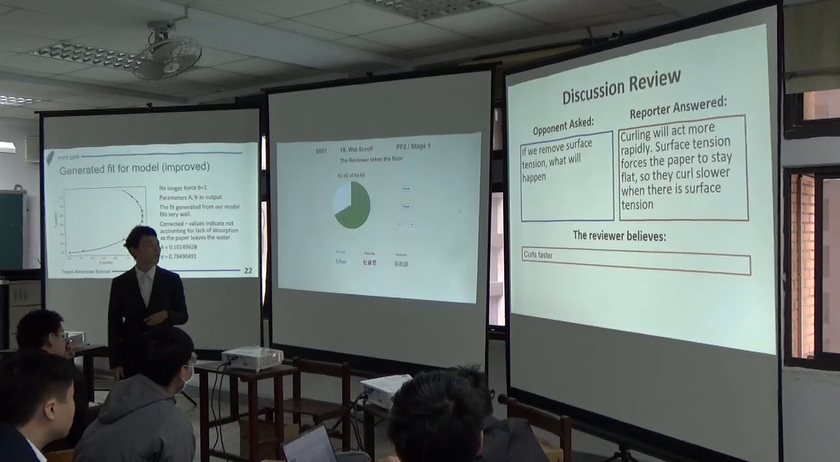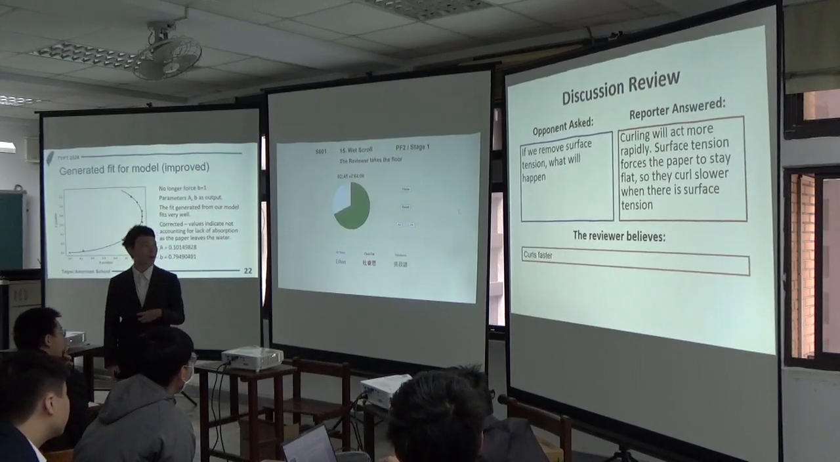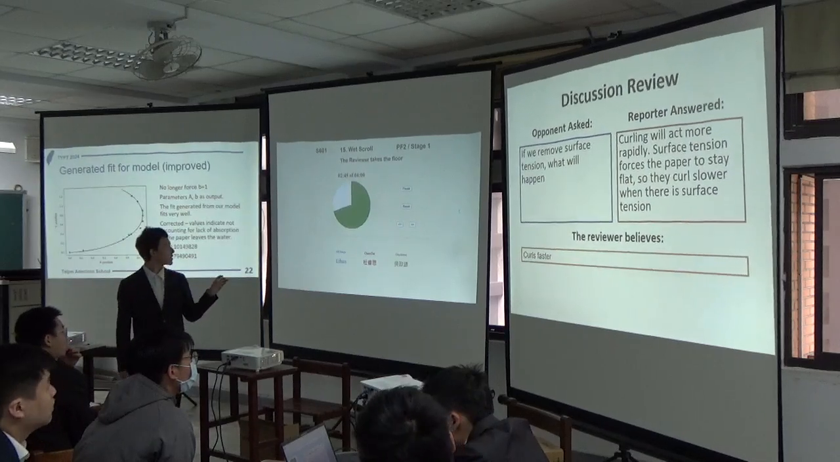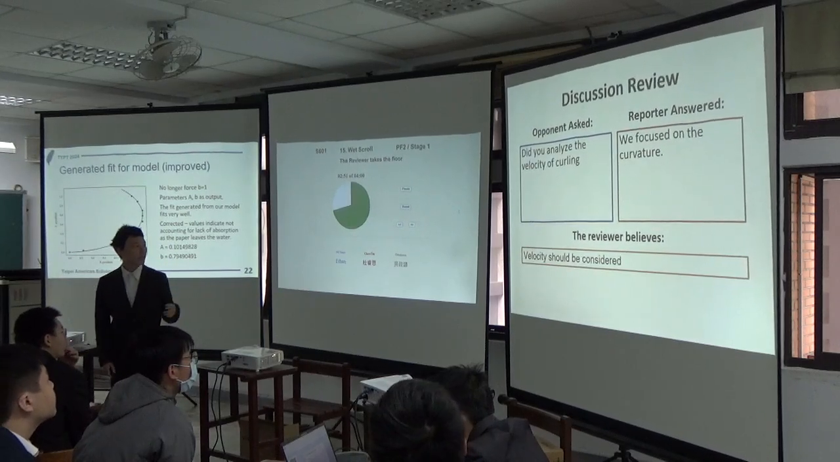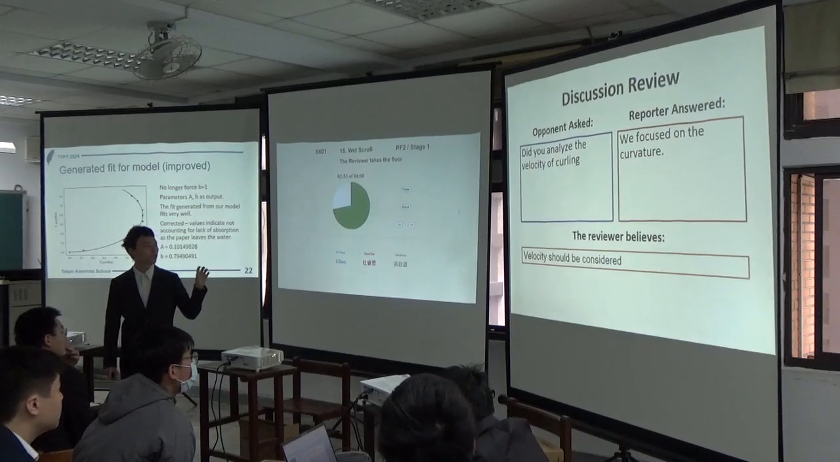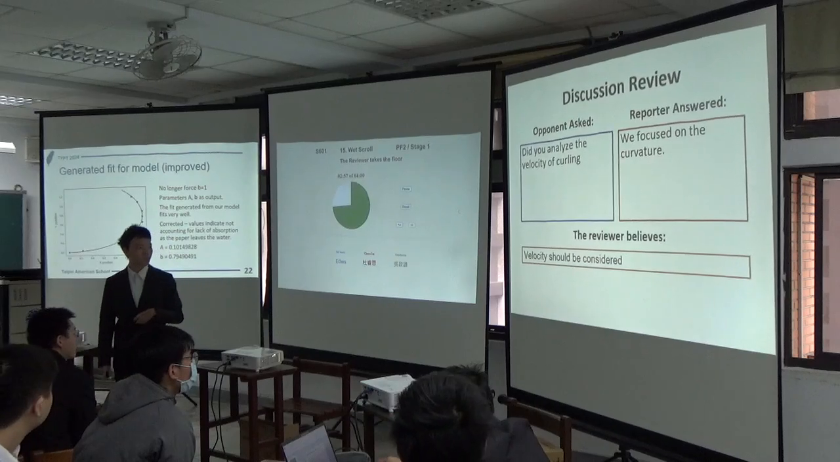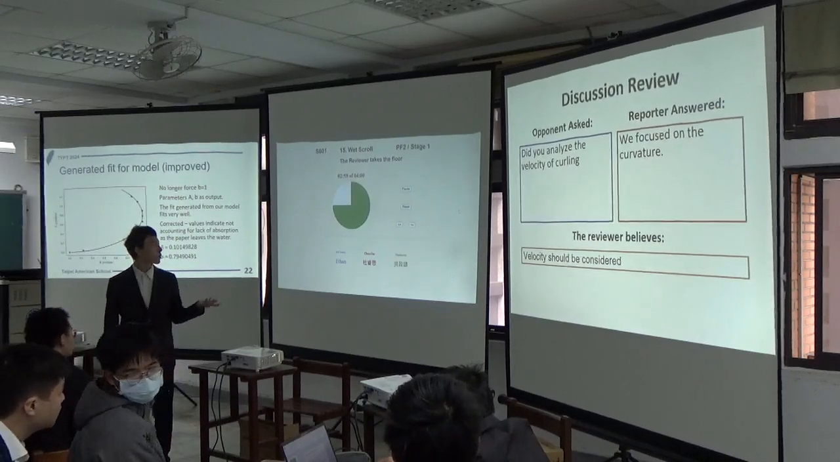Next, the opponent asked, if we remove surface tension, what will happen? The curling will act more rapidly, is what the reporter said, which we think is correct. Next, they asked, did you analyze the velocity of the curling? We agree with the opponent here because we think velocity should be considered, as it is a part of the experiment.